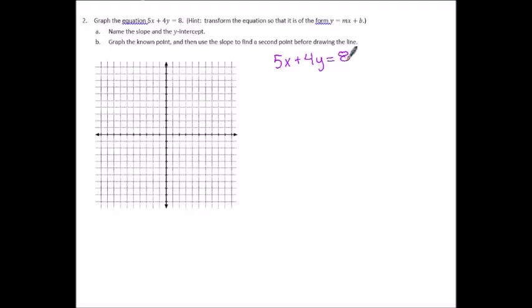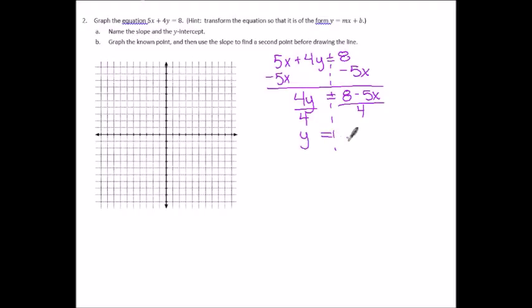And then let's solve for y so we can get it into this form. So we can subtract 5x from both sides. And we're left with 4y on the left-hand side. And on the right-hand side, we have 8 minus 5x. And now to get y by itself, we can divide by 4. And if we divide by 4, we have to divide everything on the right-hand side by 4. And we're left with y equals 8 divided by 4 is 2 minus 5/4 x.